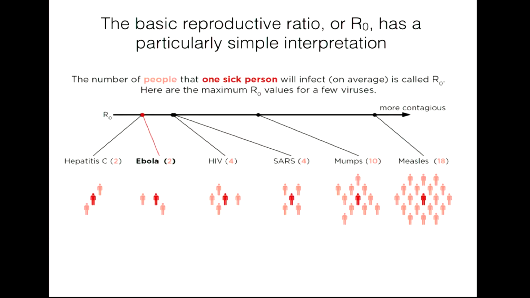As I said here, the R0 has a simple interpretation. It's just the number of people that one sick person will infect on average. So hepatitis C is 2 people, Ebola is 2, HIV is 4, SARS is 4, and measles stays right on the right hand side. It's extremely contagious at 18. So typically one person with measles in a population that is susceptible to that particular infection will infect 18 more people. So you can see that one person infects 18, each of those 18 will infect 18 others. So this is an infection that rises extremely rapidly, which is why measles is considered to be highly contagious.